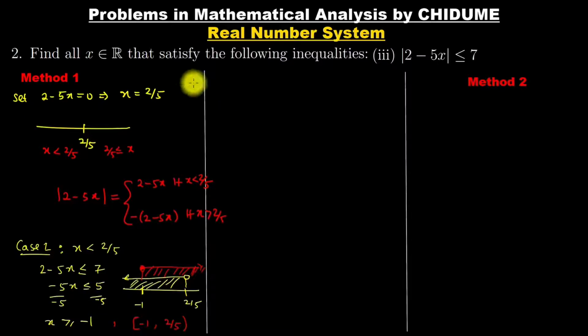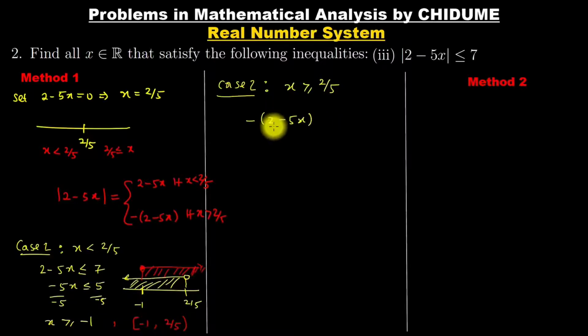So for the second case, case 2, we want to consider the case where x is greater or equals to 2 over 5. That means the absolute value of 2 minus 5x is going to be the negative of 2 minus 5x, if x is greater than 2 over 5. I've just discussed why this is greater. You have to be careful of these conditions here. You have to work them out to get the right condition, which I've done earlier.